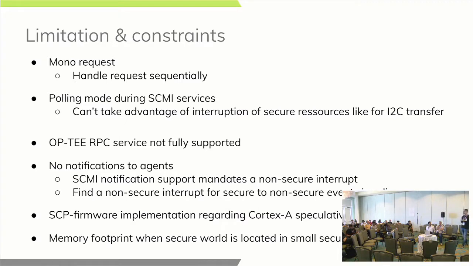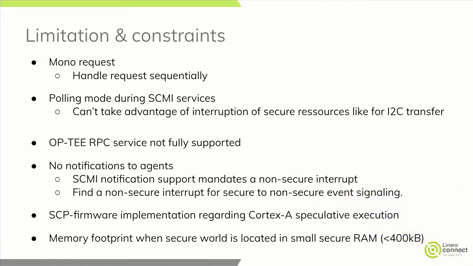Well, currently we consider an SCMI flow where things happen serialized. So when there's an SCMI request that comes in, we have to wait until it's completed and the mailbox is released before we can have another coming in. So it's like what we call mono requests.